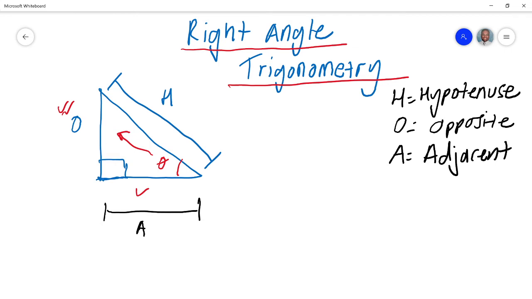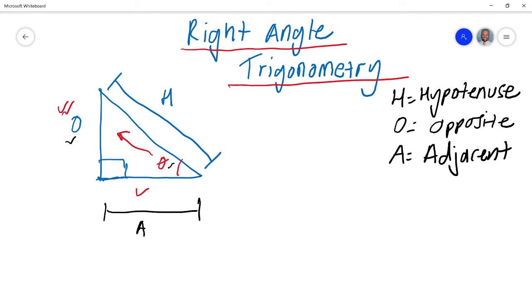So you got to remember, in right angle trigonometry, you need to identify the three lengths: your hypotenuse, your opposite, and your adjacent. Why do you call it opposite? It's because it's opposite the angle in question. And why is it called adjacent? Because it's adjacent to the angle in question.